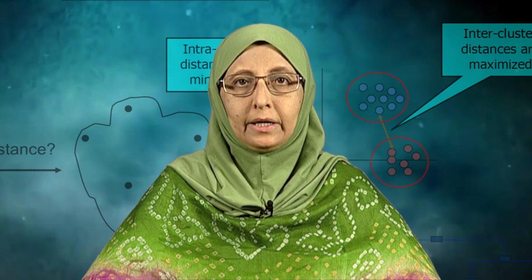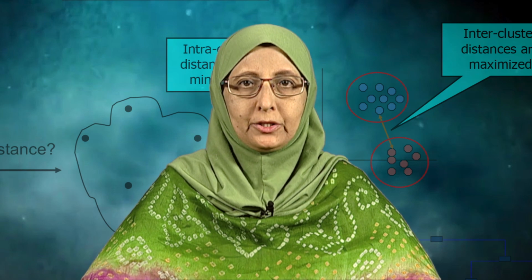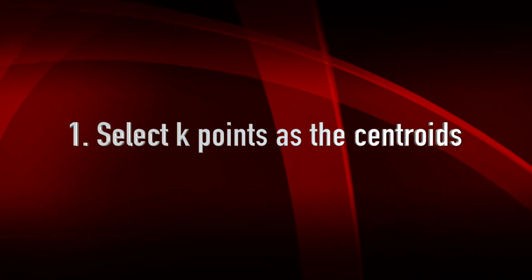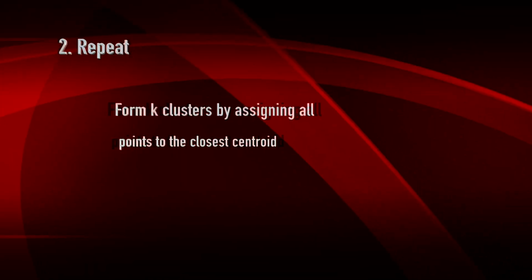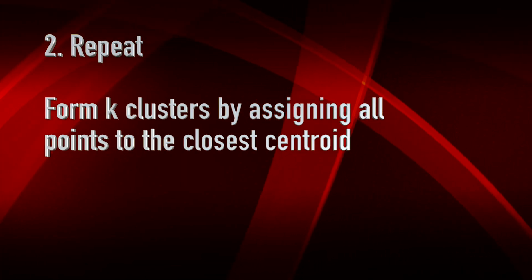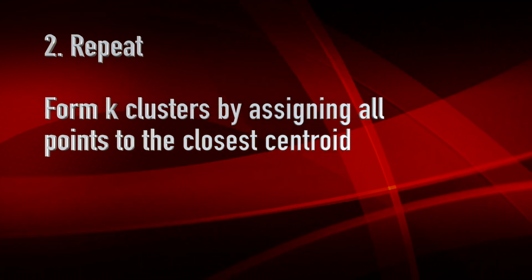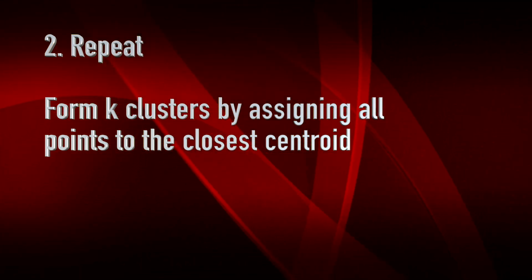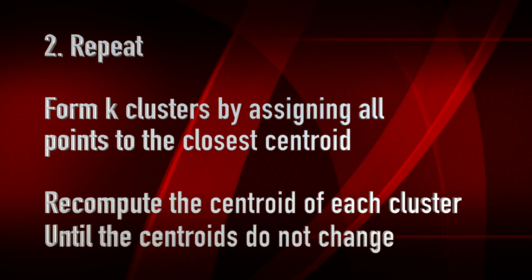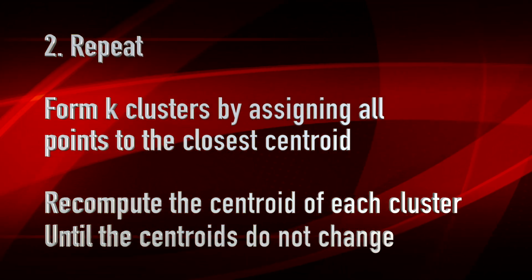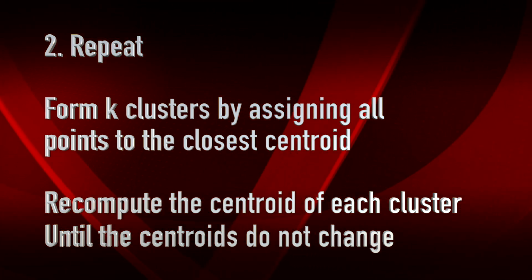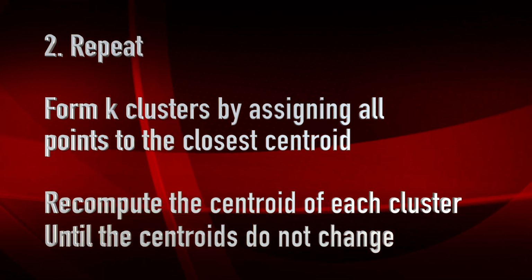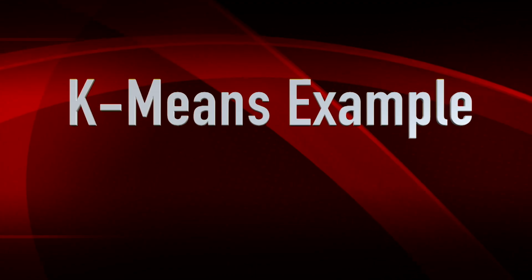Now, let us take a look at the k-means algorithm, which is a partitional algorithm. In step 1, we select k points as the centroids. So, we are given some number of points. From that, we will randomly select k points. Then, we will repeat the following 2 steps. First, form k clusters by assigning all points to the closest centroid. Second, recompute the centroid of each cluster after doing this. Now, you keep doing these 2 steps until you find that the centroids do not change.